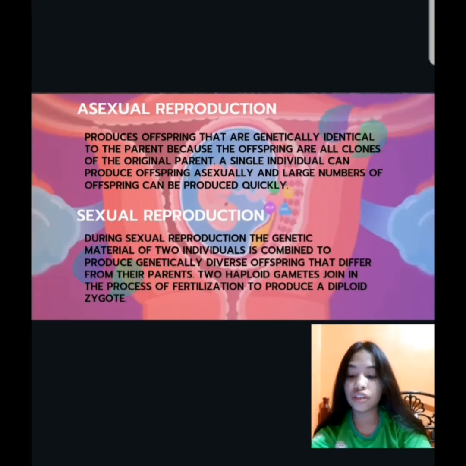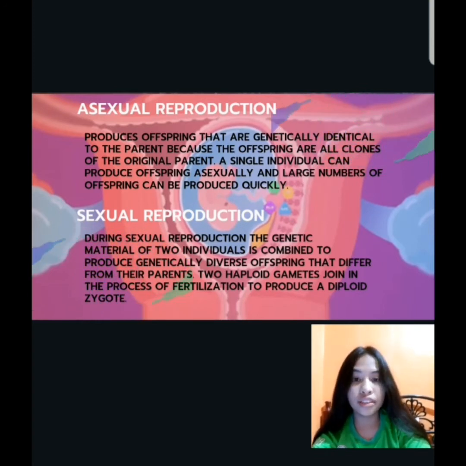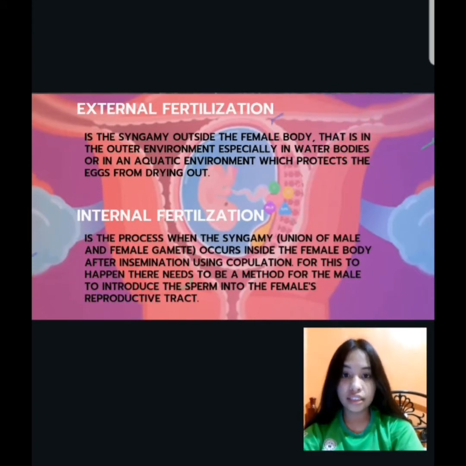During sexual reproduction, the genetic material of two individuals is combined to produce genetically diverse offspring that differ from their parents. Two haploid gametes join in the process of fertilization to produce a diploid zygote. External fertilization is the syngamy outside the female body, that is, in the outer environment, especially in water bodies or in aquatic environments, which protects the eggs from drying out.